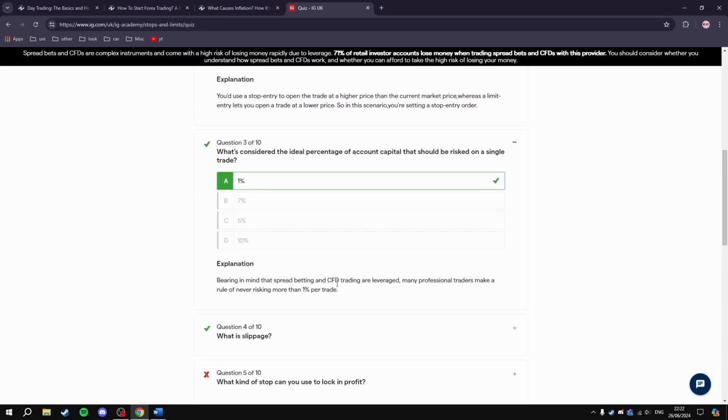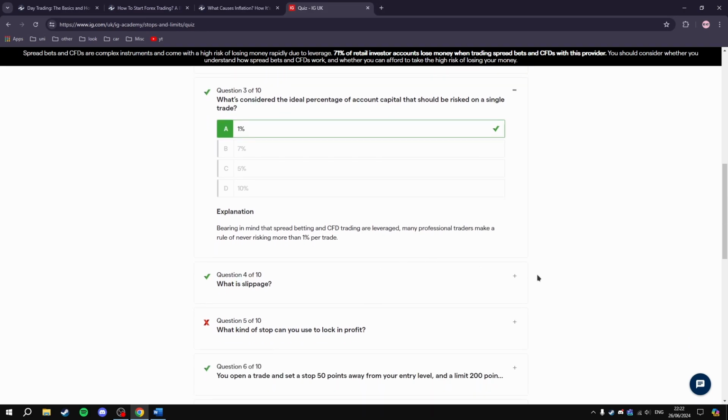Bear in mind that spread betting and CFD trading are leveraged. Many professional traders make a rule of never risking more than 1% per trade.